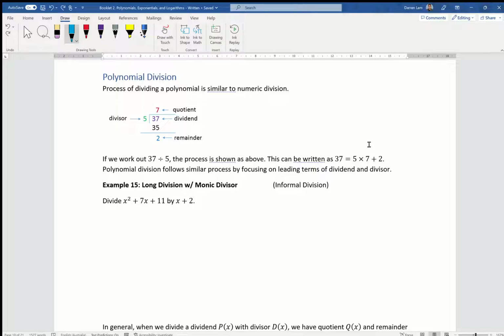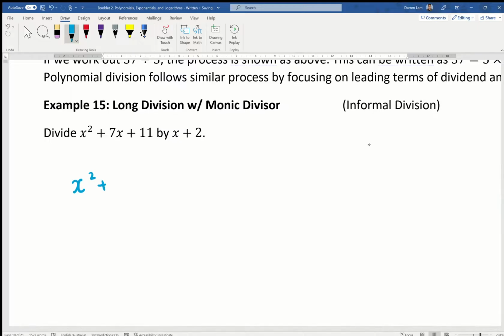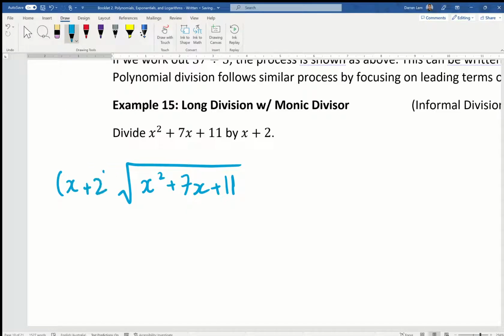Okay, so of course, the idea is we're factorizing. That's what division is. We're dividing something. We're factorizing with sometimes remainder to spare. All right, let's start with long division with a monic divisor, with just a basic quadratic divided by a linear. Okay, the process is as follows. Of course, it's a long division, so I'm going to write x squared. I'm going to zoom in a bit so you can see. x squared plus 7x plus 11, sorry, divided by, and I like to just put brackets in so I don't forget that, x plus 2. My divisor is x plus 2.